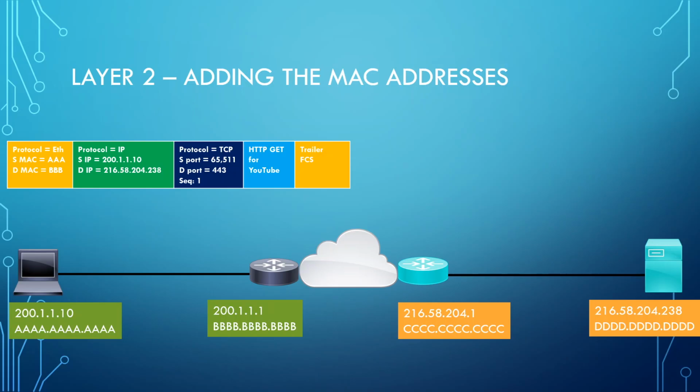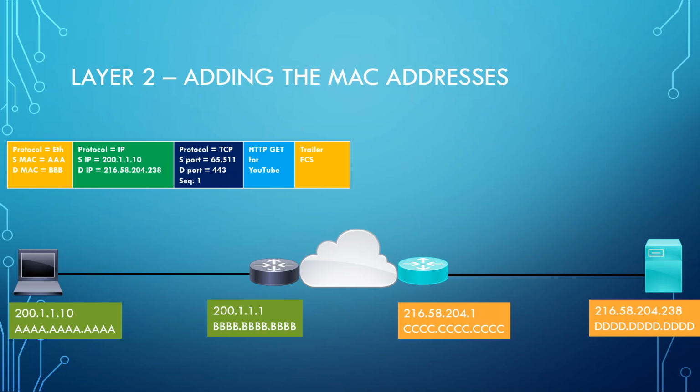So in this case, it's going to add on an Ethernet header and trailer to that data. The Ethernet header is going to have a source MAC address of Bob's computer, so AAAA. The destination MAC address, where this packet needs to move to locally from this local perspective, is going to be Bob's default gateway, which has the MAC address BBBB. So essentially, what this is saying is, to reach 216.58.204.238, I have to go through my default gateway.